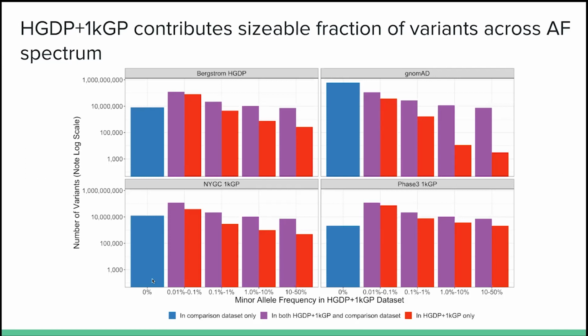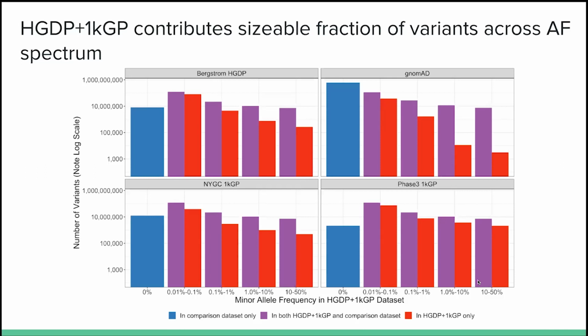In contrast, when comparing the comprising data sets of HGDP only or Bergström HGDP, as well as the New York Genome Center 1000 genomes only and the phase 3, our data set uniquely contributes a sizable fraction and number of variants spanning the full allele frequency spectrum, including both rare and common variants.